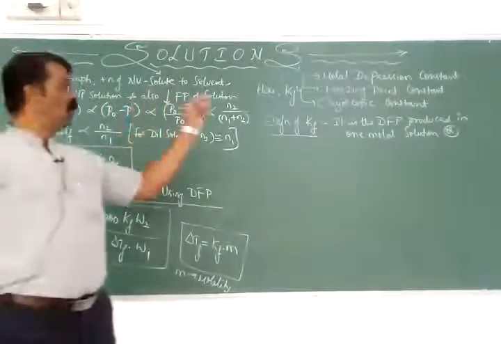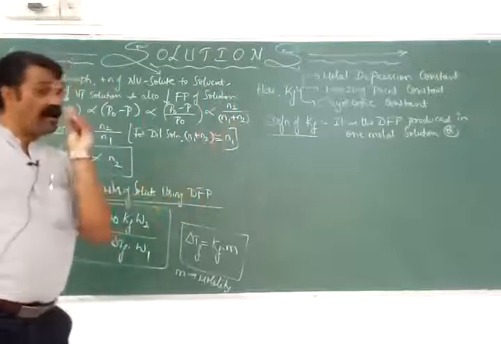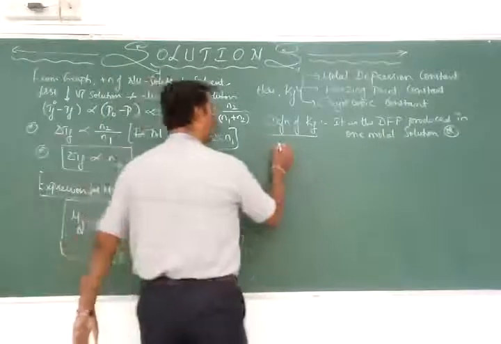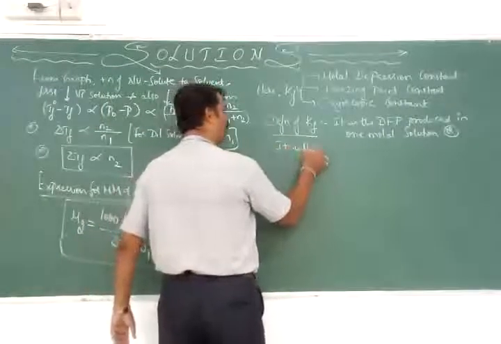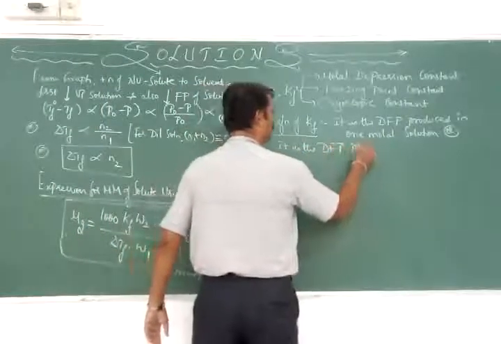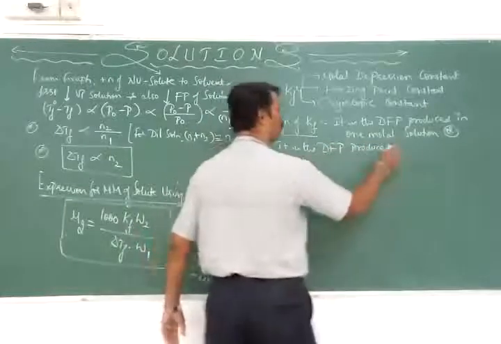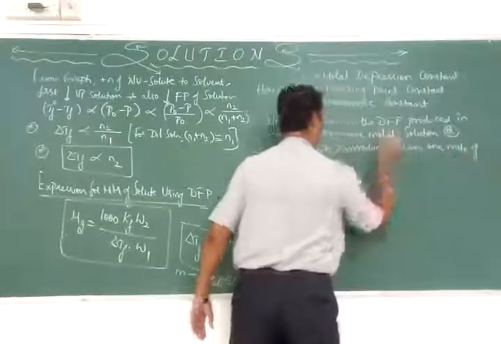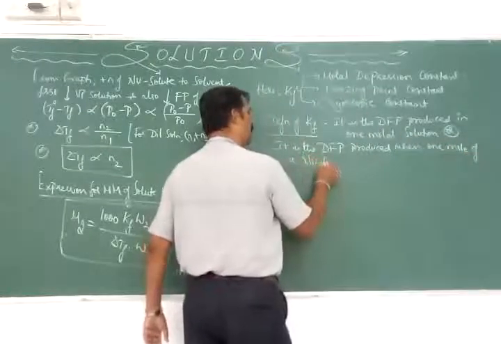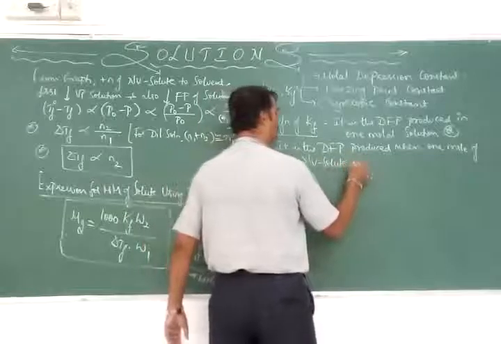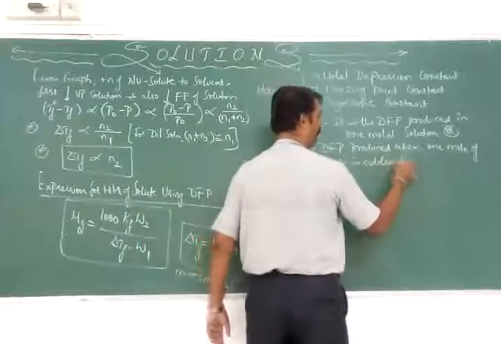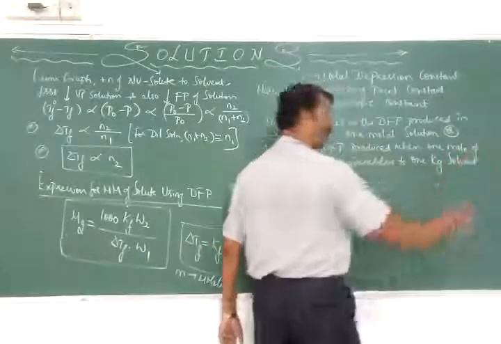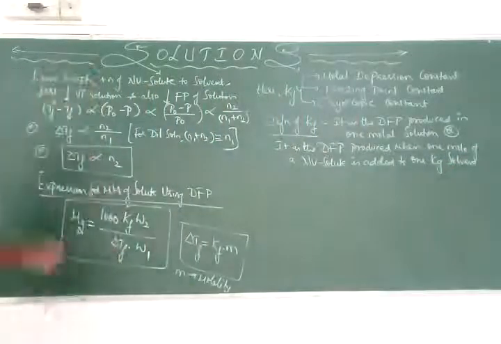Which means the molar depression constant is defined as the depression of the freezing point produced in how much solution? 1 molal solution. It is the DFP produced, the depression in freezing point produced when 1 mole of a non-volatile solute is added to 1 kg of the pure solvent. Because 1 mole in 1 kg is nothing but 1 molal.